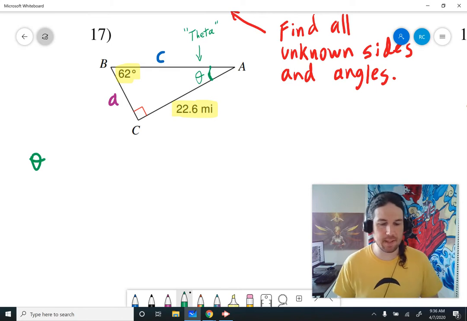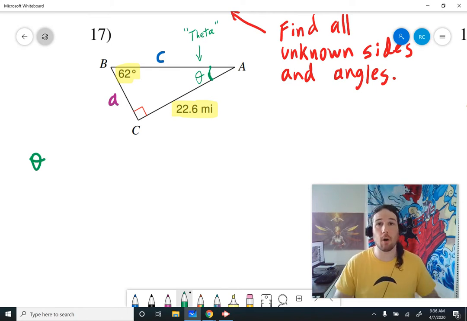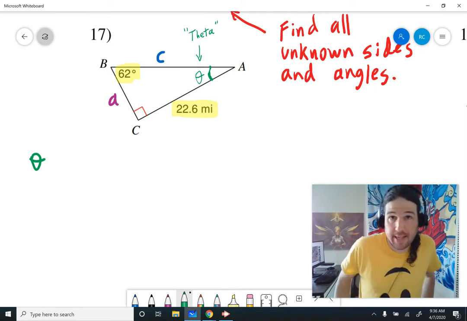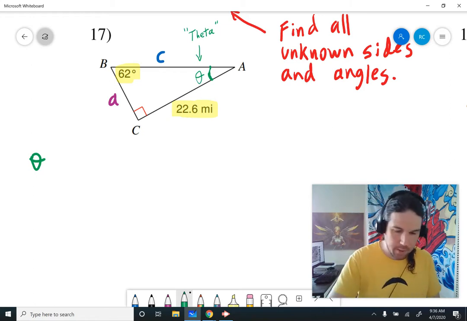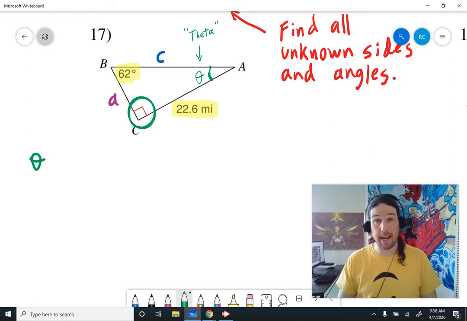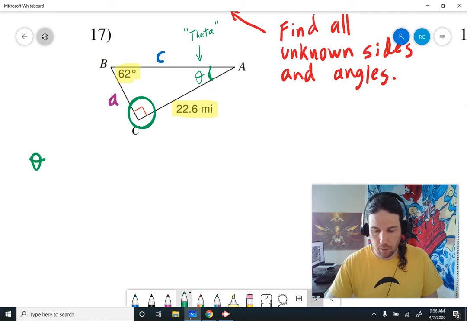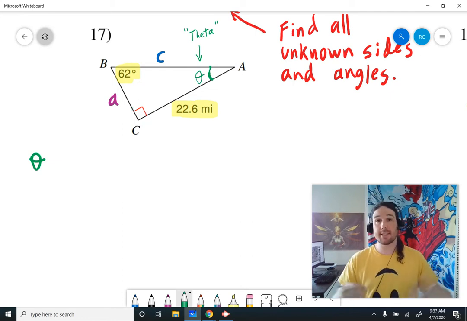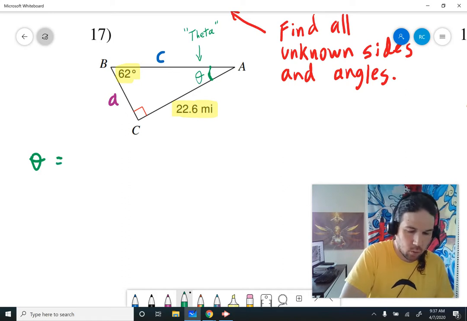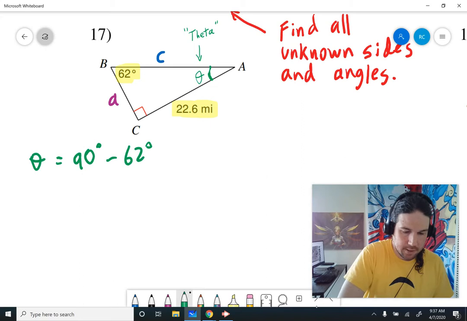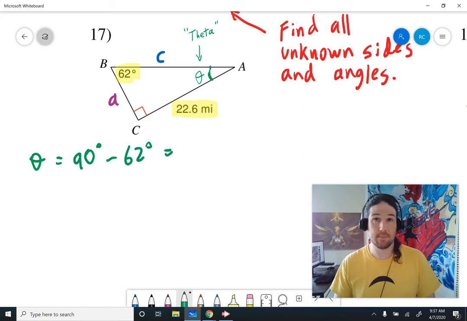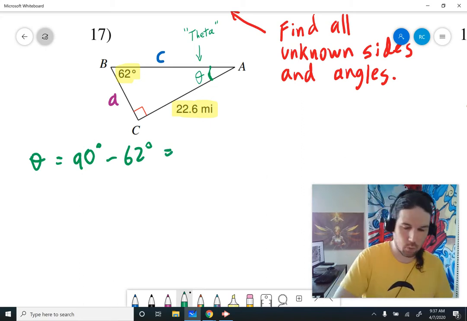And theta is going to be the easiest one to solve for because we know that all triangles add up to 180 degrees. And since we already have an angle that's 90 degrees, we know that theta plus 62 degrees, those two together have to make 90, so that the whole triangle makes 180. So theta is going to equal 90 degrees minus 62 degrees, which is, you got it? 28 degrees.